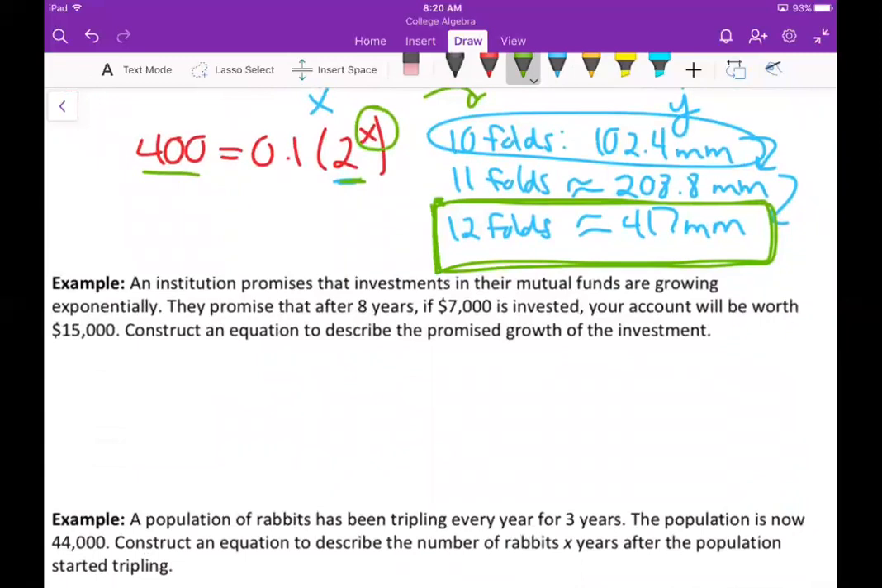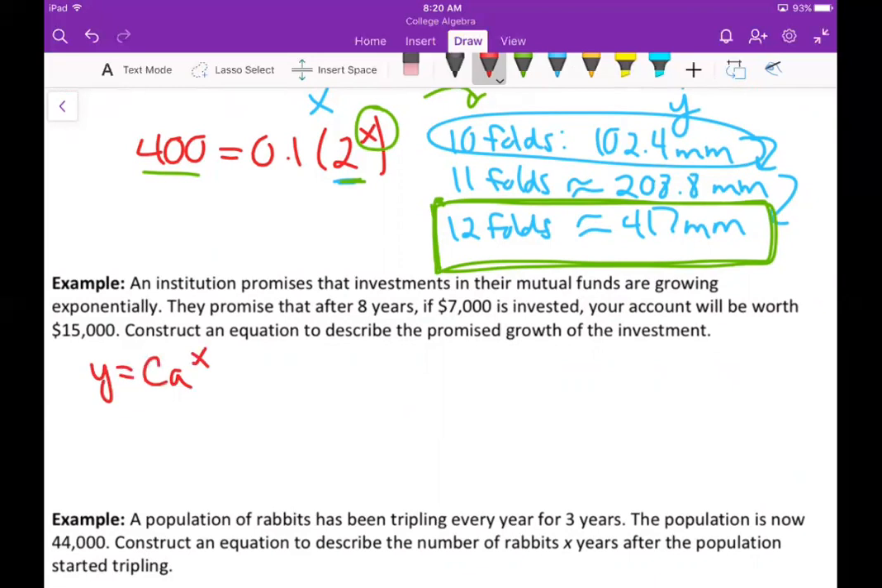All right, let's do another example of exponential growth. We're going to try and build that equation again by identifying in this situation what the growth factor would be and what an initial value possibly would be. So here we've got that an institution promises that investments in their mutual funds are growing exponentially. So we know we're working with the equation y equals c times a to the x.